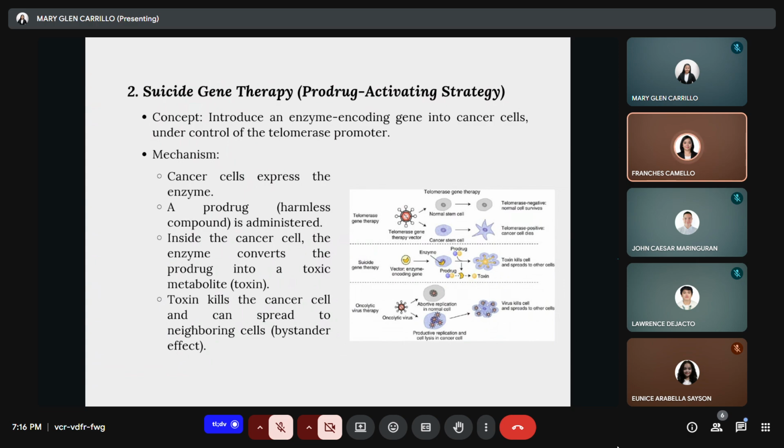So, in simple terms, when the cancer cell activates a harmless prodrug into a toxin using an enzyme controlled by the telomerase promoter, this not only kills the cancer cell but it can also affect the neighboring cells. And that is how the bystander effect happens. Next slide, please.